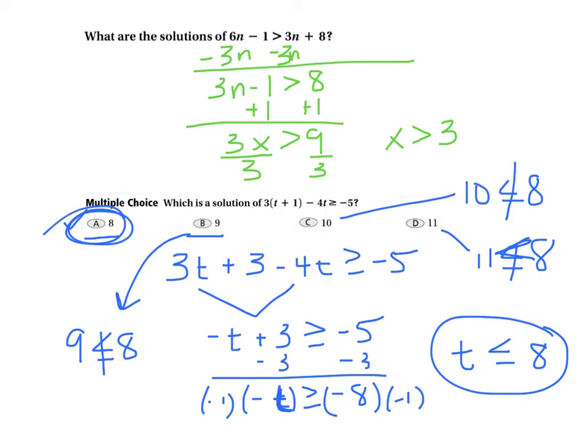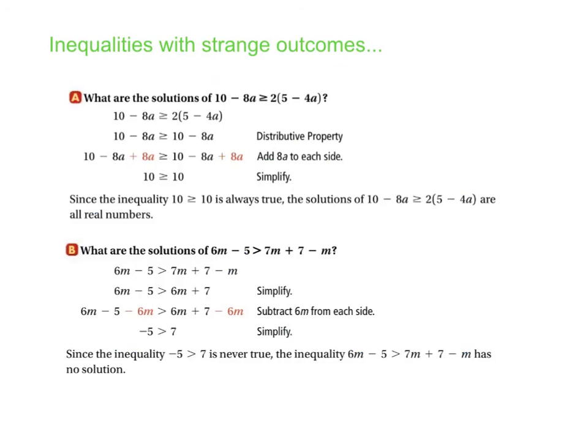Couple more things to look at. Let's look at some funky solutions for inequalities. On this page, I do want you to go ahead and copy. Let's make sure we get the inequalities with strange outcomes portion, because you probably didn't talk about this in your previous class. I'm sure at least 10 of you will correct me and tell me that you did indeed talk about this in your previous class, but let's go over it anyway.